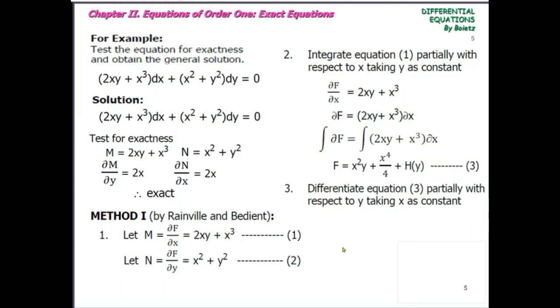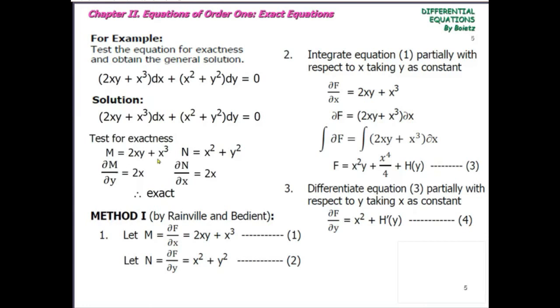So partially with respect to y, the partial derivative of f with respect to y is equal to, magiging constant yung x, so magiging x squared na lang, derivative ng y is 1. Tapos ito, constant ito, 0 to. Tapos ito, this is not a constant anymore with respect to y, but it's a function of y, so therefore, the derivative of function of y is h prime y. Tignan, ano? Di ba dun sa derivative natin, fx, pag kinuha derivative, f prime x, di ba? So ito, magiging hy ito, magiging h prime y. Okay. Then, call that equation number 4.